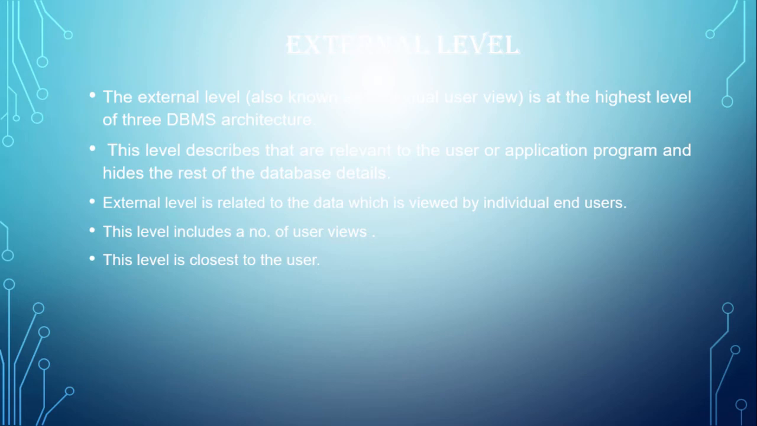External level is basically at the highest level of the three-level DBMS architecture. This level describes the user view of data. The external view includes only those entities, attributes, and relationships that the user is interested in. All other entities, attributes, and relationships may actually be represented in the database, but the user will be unaware of them.